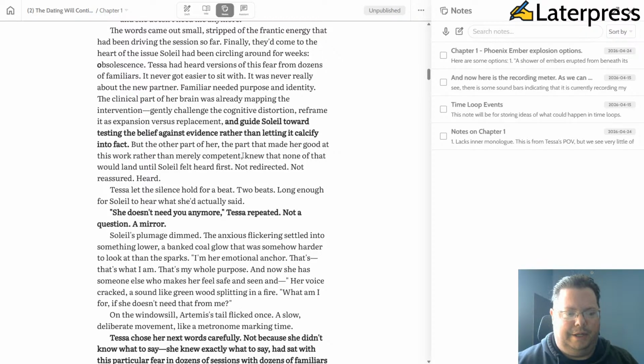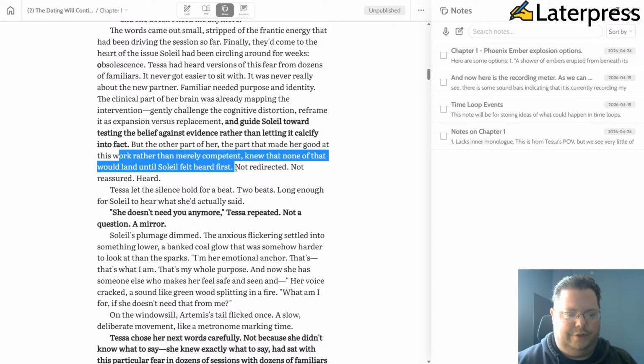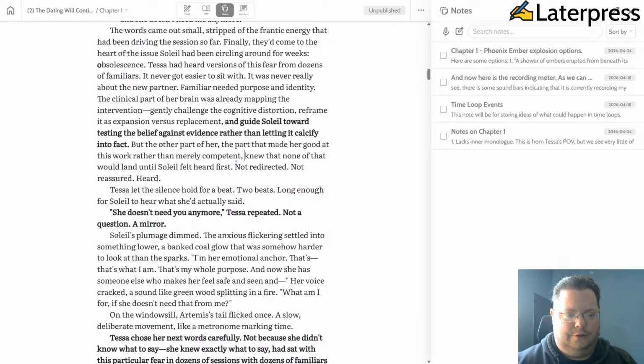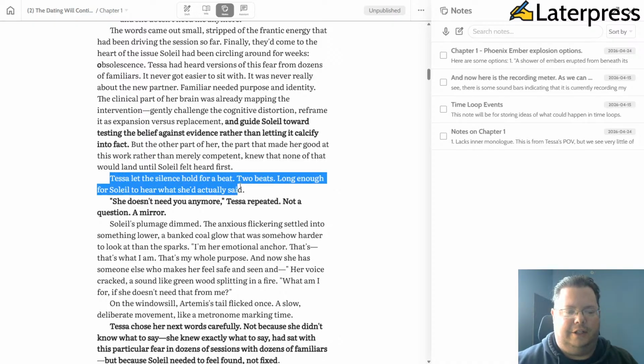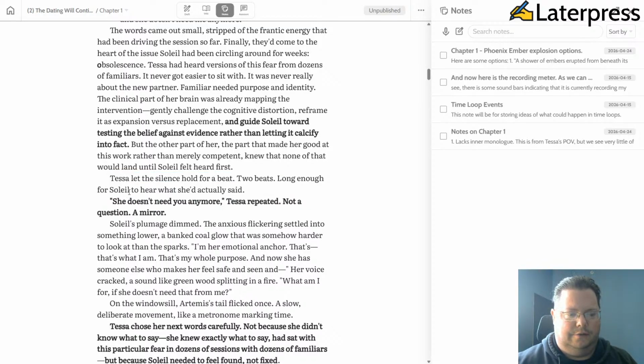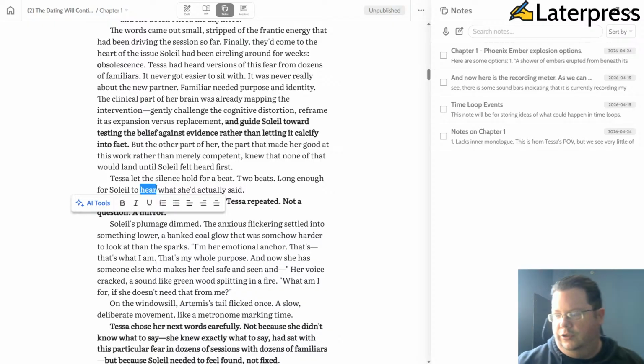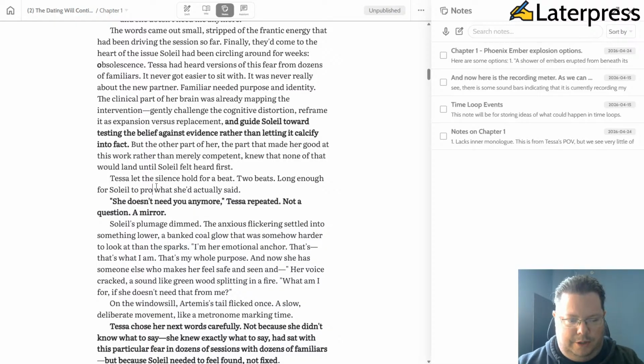But the other part of her, the part that made her good at this work rather than merely competent, knew that none of that would land until Salil felt heard first. End of paragraph. Tessa let the silence hold for a beat, two beats, long enough to let Salil hear what she'd actually said. Do I like here? Would I say long enough for Salil to process what she'd actually said? I'm going to go with process.